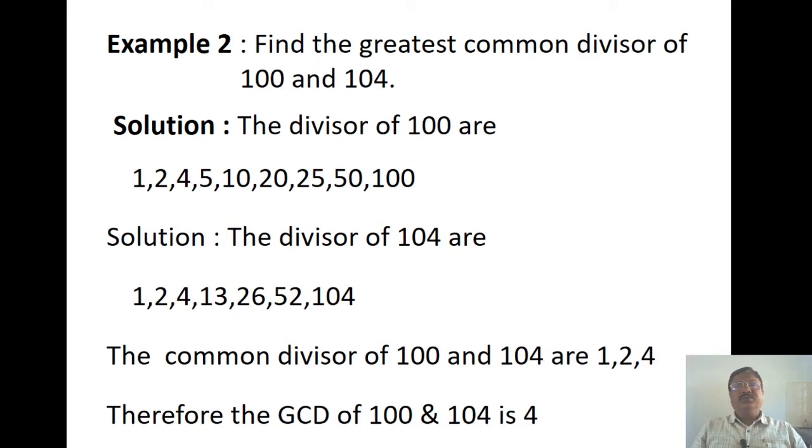Now in example 2, find the greatest common divisor of 100 and 104. Again we list the divisors of 100. They are 1, 2, 4, 5, 10, 20, 25, 50 and 100. The divisors of 104 are 1, 2, 4, 13, 26, 52 and 104. Then collect the common divisors of 100 and 104. They are 1, 2, 4 and the greatest is 4. So therefore the GCD of 100 and 104 is 4.